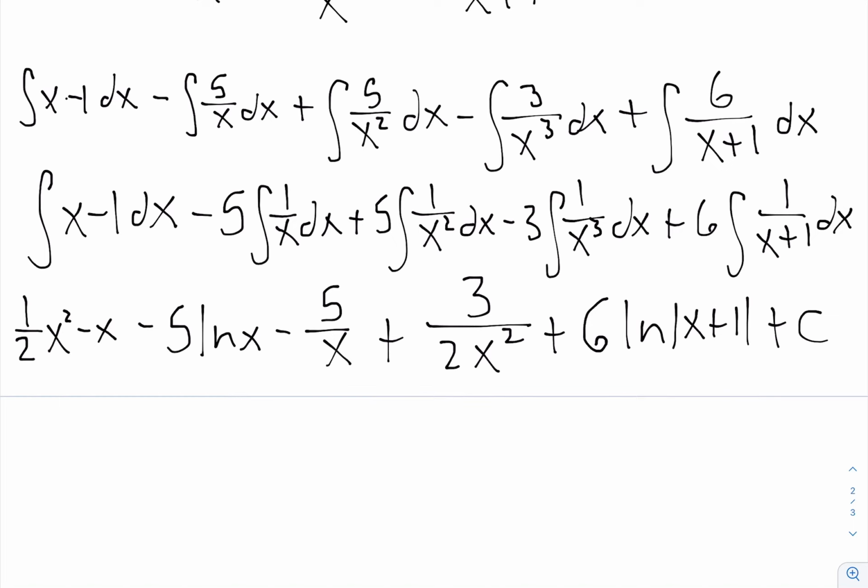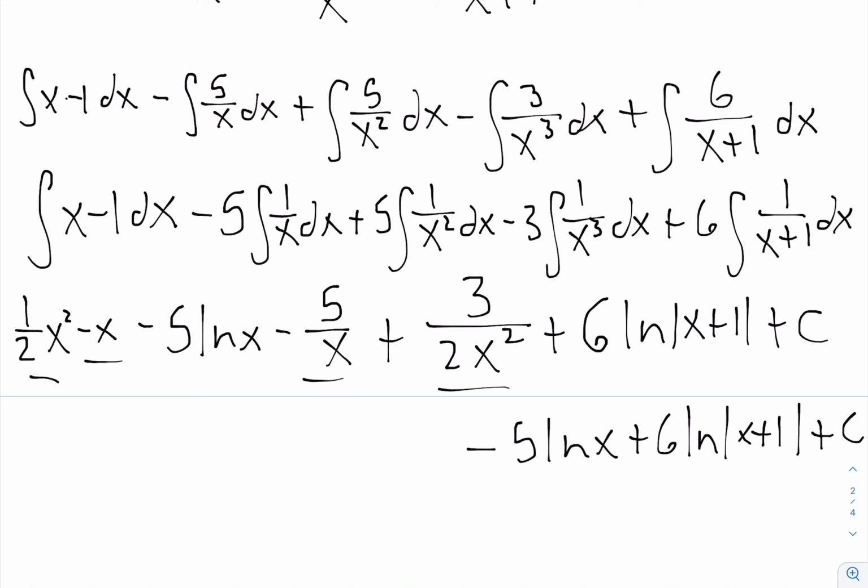Now, if we wanted to make it harder on ourselves and think that we weren't quite done, we wanted to keep going, we could take all of these polynomial and rational expressions and combine them into one fraction. So let's move the minus 5 ln x plus 6 ln absolute value of x plus 1, right? And we have the plus c. Okay, what if we wanted to combine the 1 over 2x squared minus x minus 5 over x plus 3 over 2x squared? Well, if we wanted to combine those, we would need a common denominator.